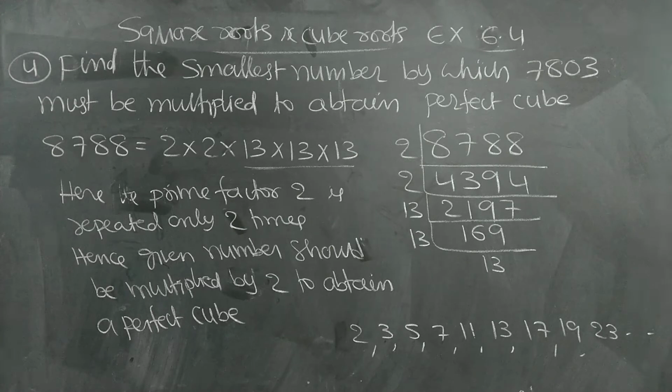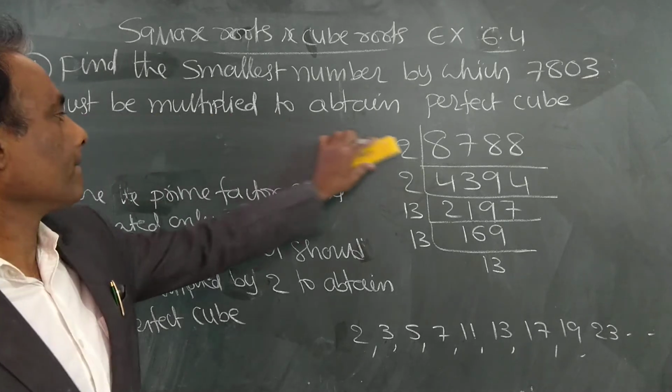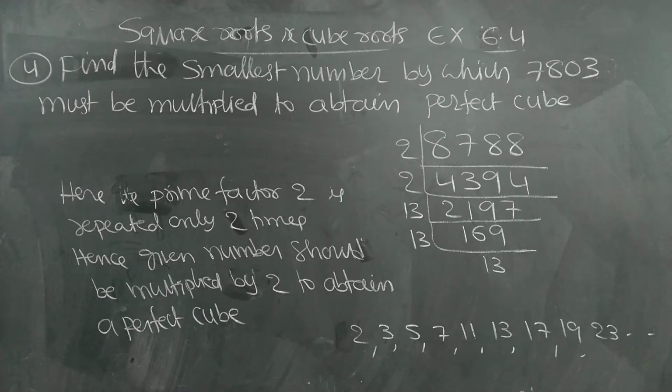7803 is to be multiplied with what, so that the product becomes a perfect cube? Same procedure. 7803.